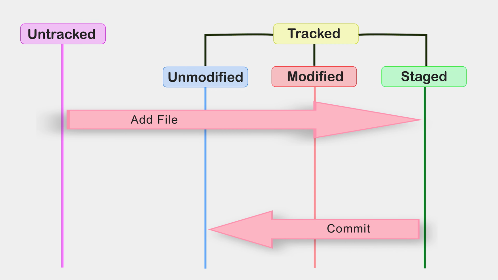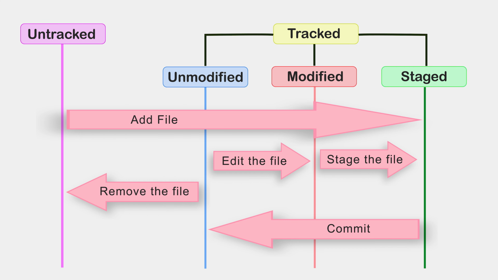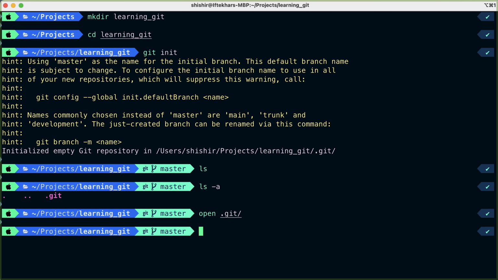After this commit, the file becomes tracked and unmodified. If we edit the file after the commit, its status changes to modified, and the cycle continues as we stage and commit further changes. Now let me show you this in action.